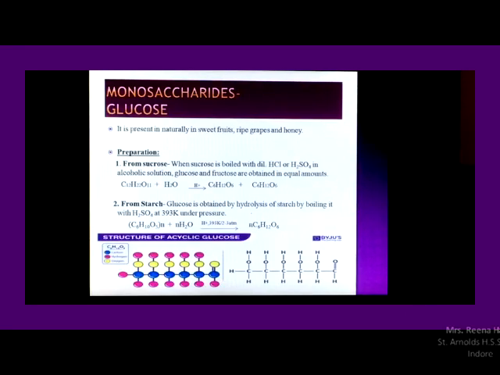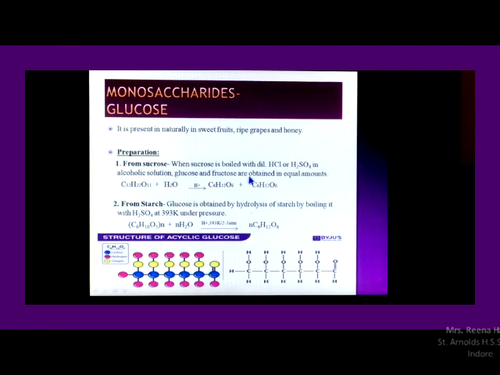So children, coming on to the next part of biomolecules, we have the monosaccharide group. As we have discussed earlier, they cannot be further hydrolyzed. These monosaccharides are present naturally in sweet fruits, ripe grapes and honey. And commercially they can be prepared by the following two methods. The very first method is from sucrose, that is your table sugar.